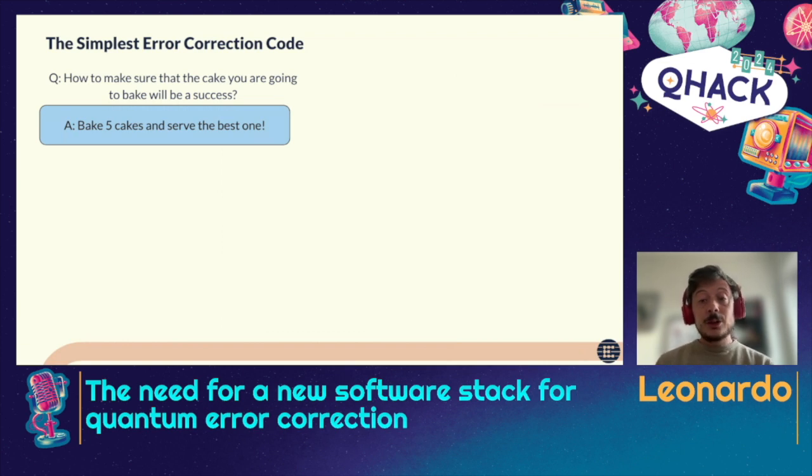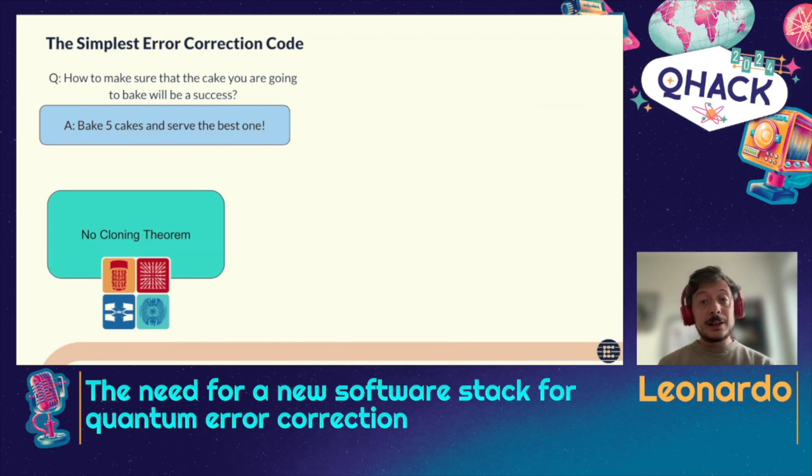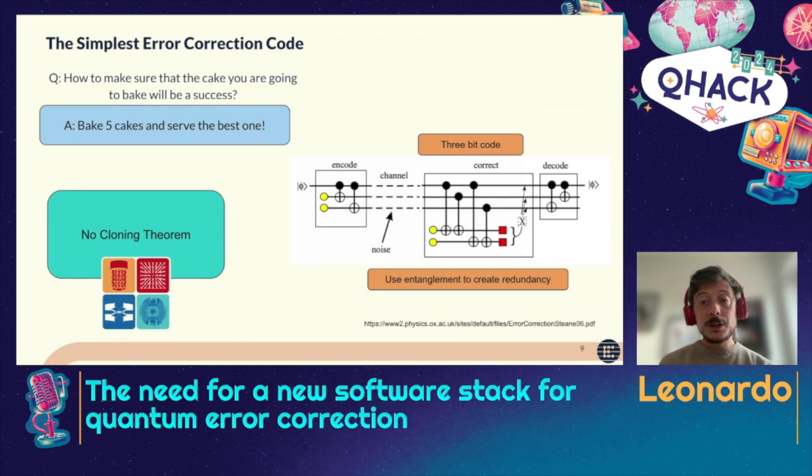Now, quantum mechanically, it turns out we can't do that. The reason why we cannot do that is the no-cloning theorem. The no-cloning theorem fundamentally tells you that if I have an unknown quantum state, I cannot make arbitrary copies of it. I can make a copy of it, but I delete the original one, which means that this kind of strategy is just not going to work. Now, we can do something else. What we can do is we can use entanglement.